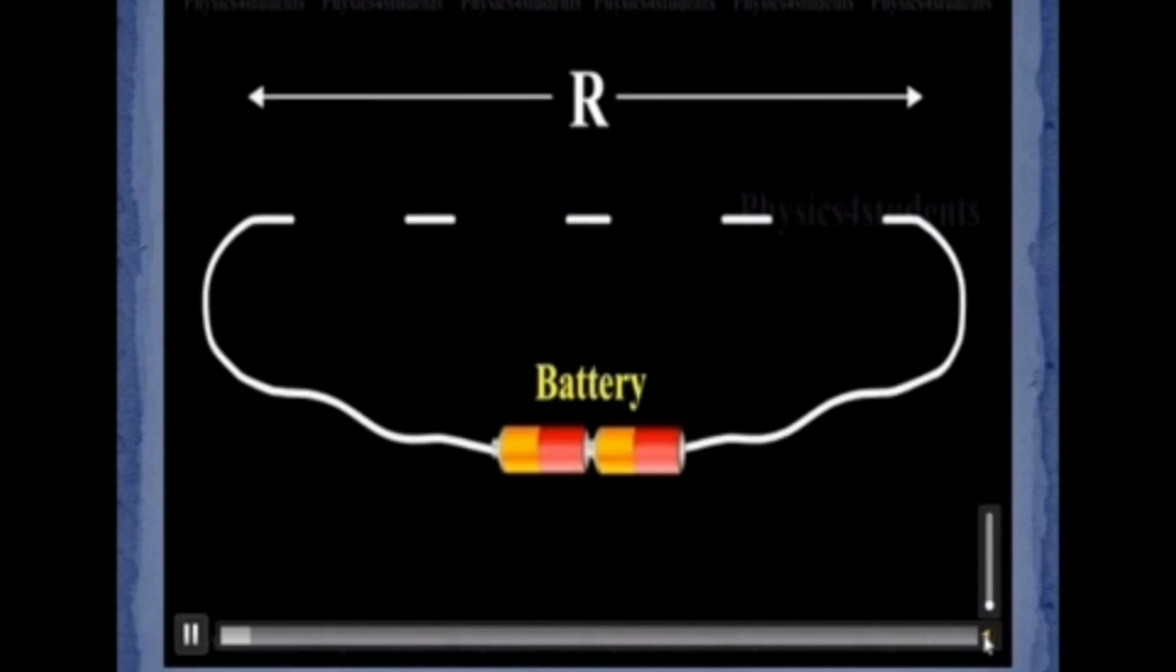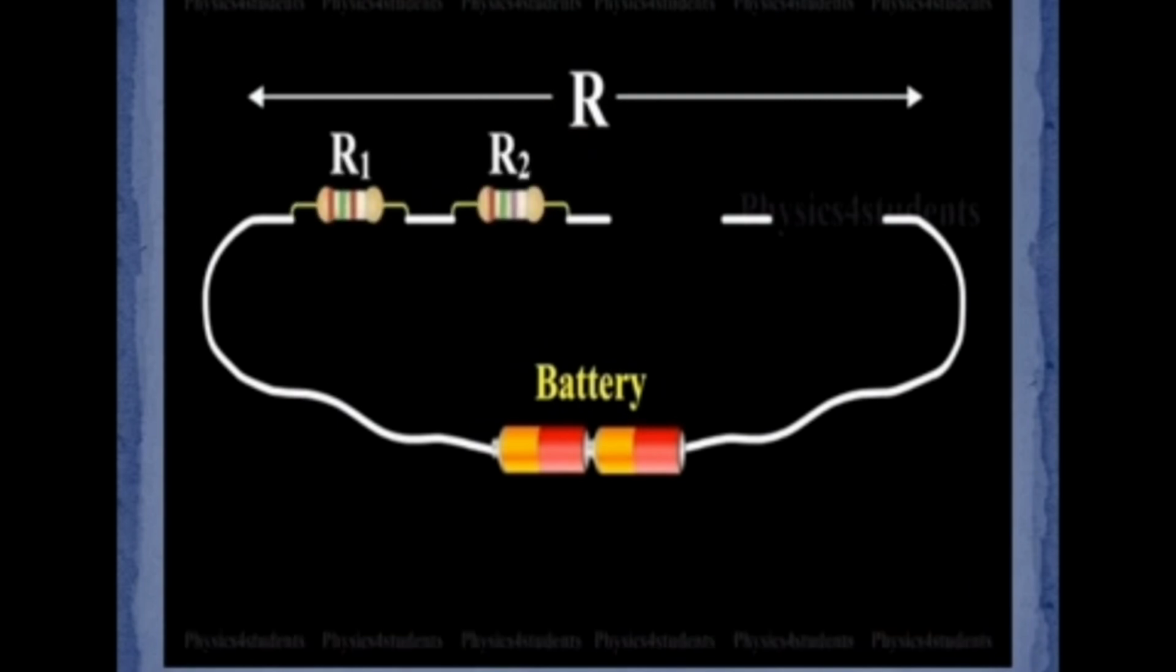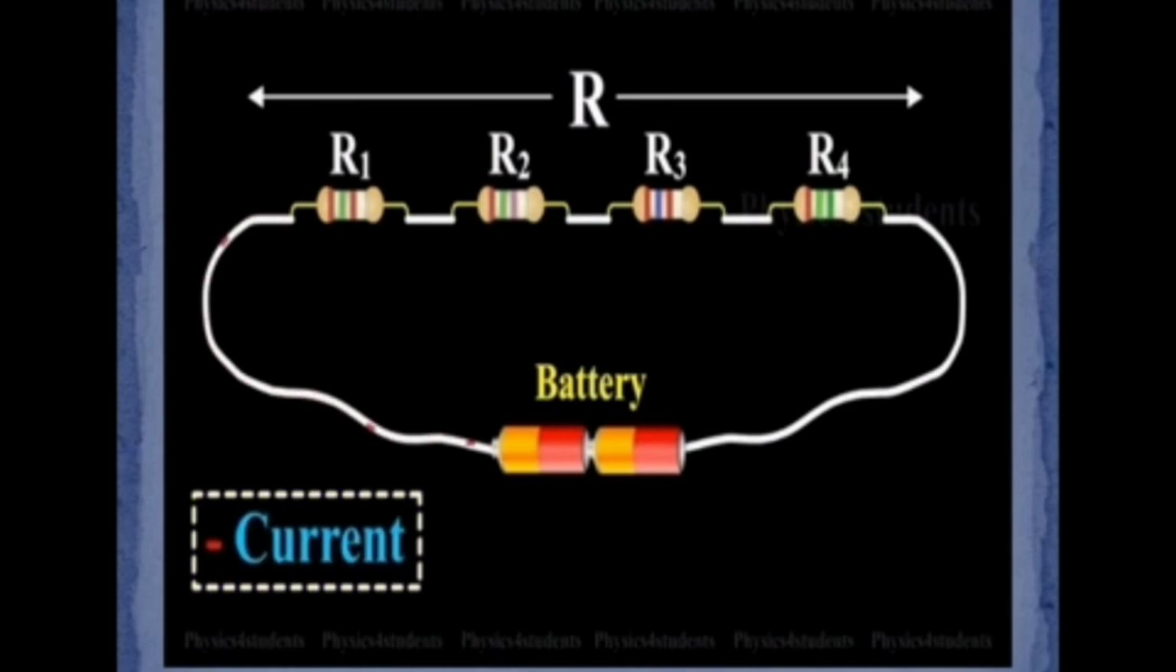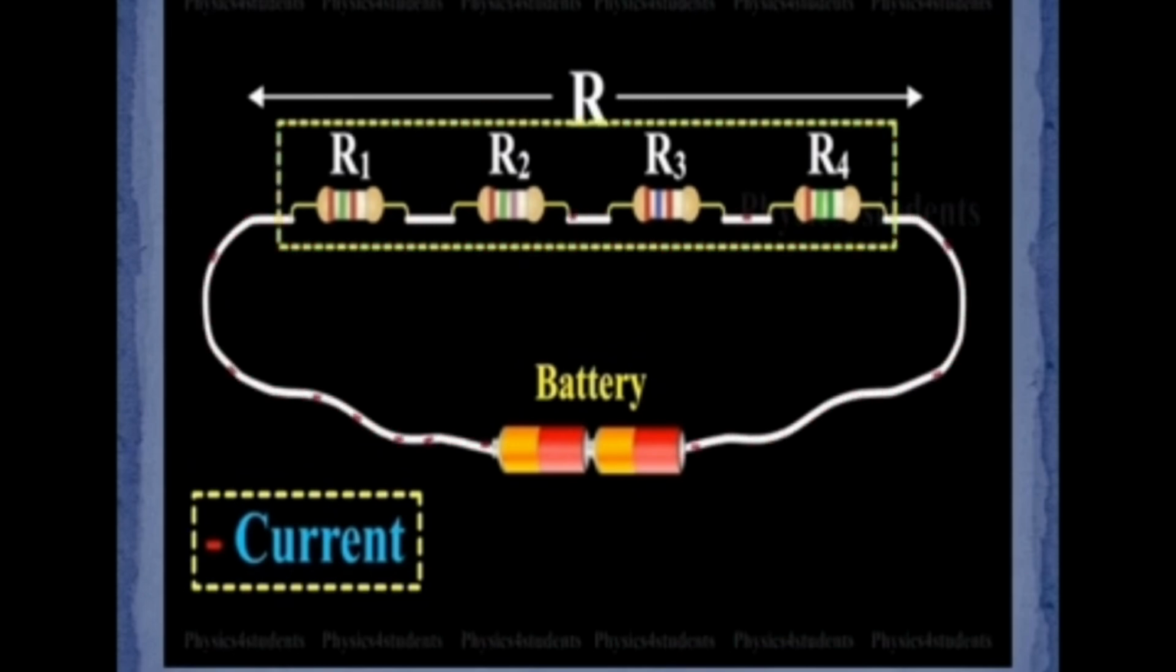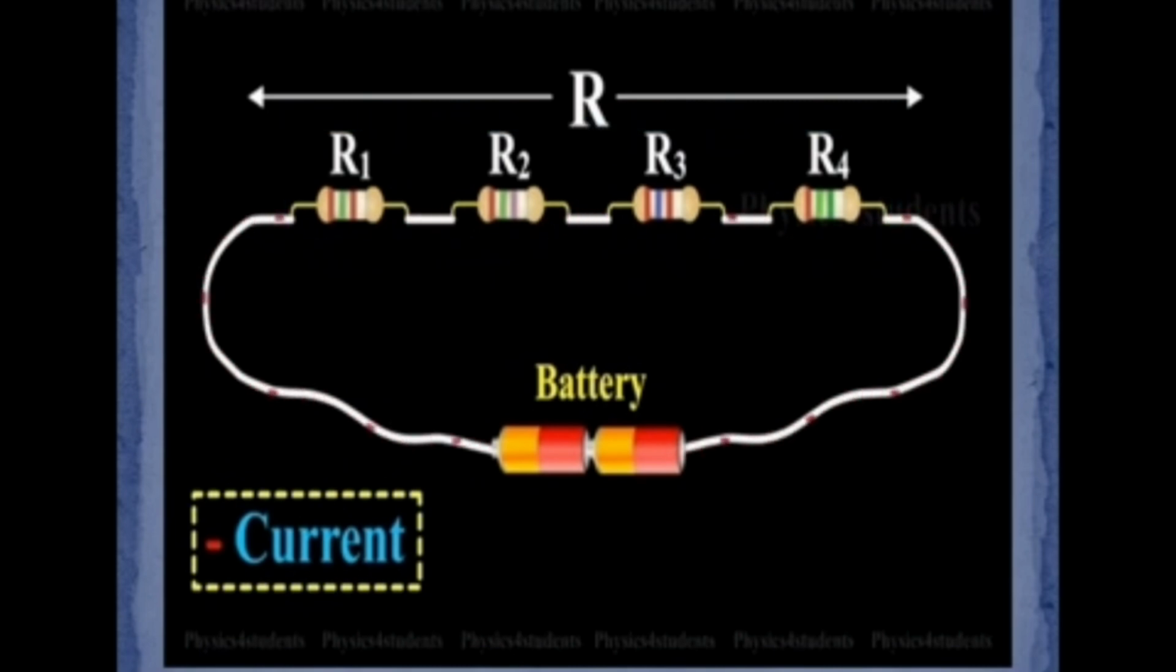So here we can take the four resistance R1, R2, R3 and R4 are connected in series. So four resistance எடுத்துக்கிறோம். சீரிஸா கனெக்ட் பண்ணிருக்கோம். So battery is connected. So the current will flow from the positive terminal to the negative terminal. So these four resistors are connected in series. Right? So total resistance equal to R.